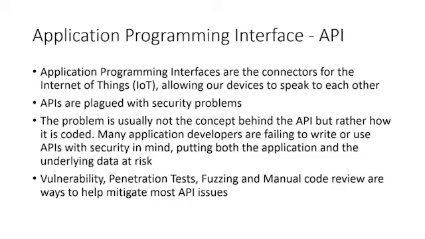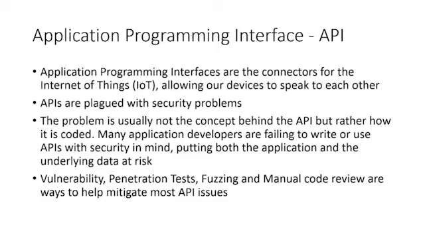Now the problem is usually not the concept behind the API because, like we said, they're almost necessary, but how it's coded. I'm not a software developer, but I know software developers get a lot of flak as far as their coding practices and how fast they need to get it out. But I'm not trying to take a hit at you, this is the API problem: how it's been created. Many application developers are failing to write or use APIs with security in mind, and that puts the application at risk, because the API is how you can get into the application, and it's putting the data at risk as well.